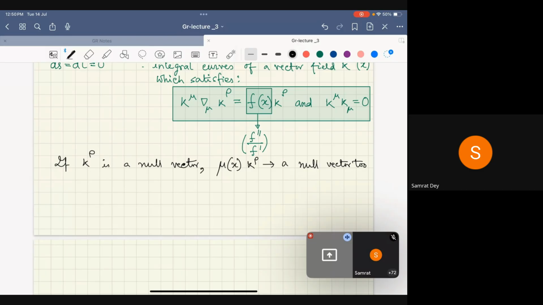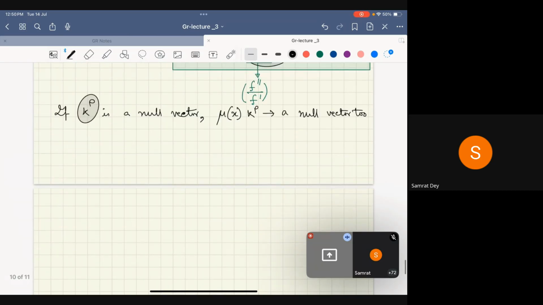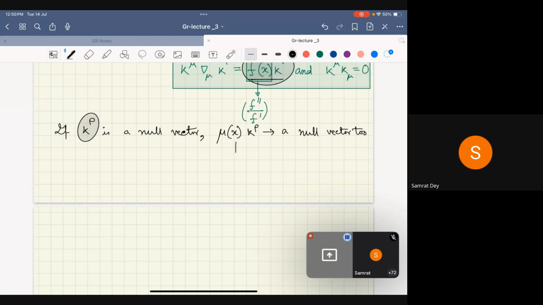So therefore, if k rho is a null vector, f(x) k rho will also be a null vector. And therefore, we can use this freedom and make the right hand side of this equation equal to 0. So that means we will have null geodesics, k mu del mu k rho equal to 0, with, of course, k mu k mu equal to 0.